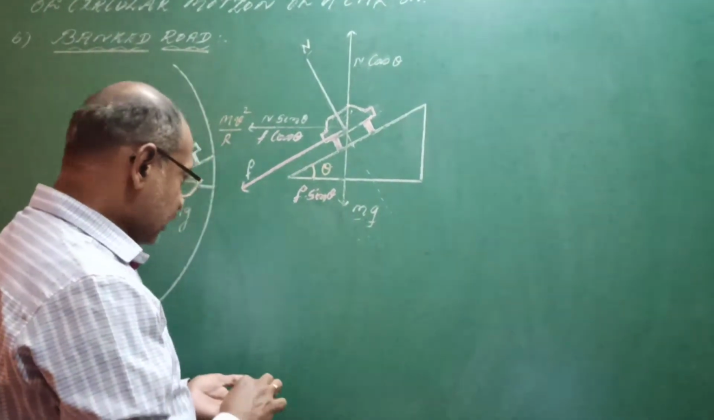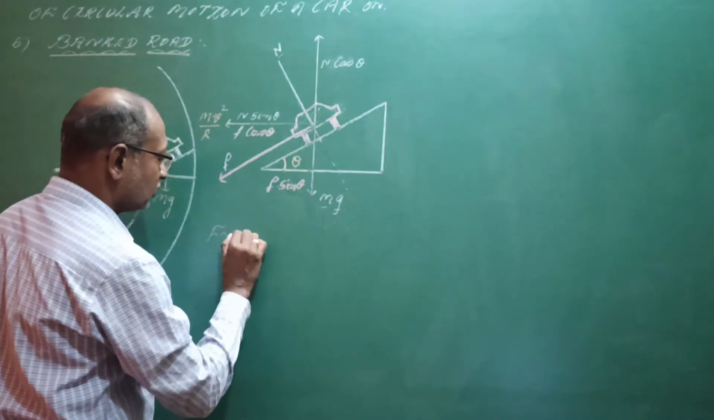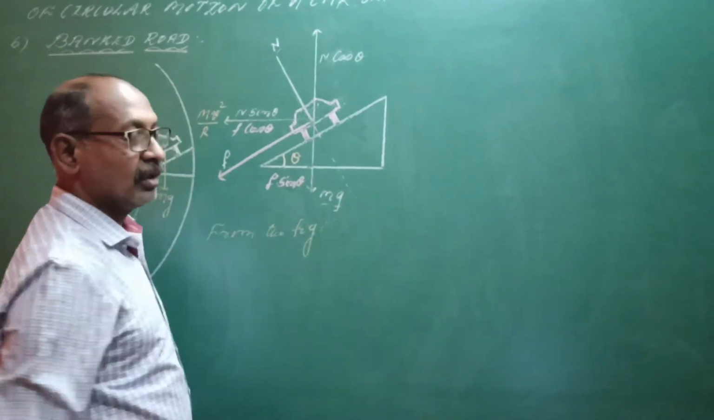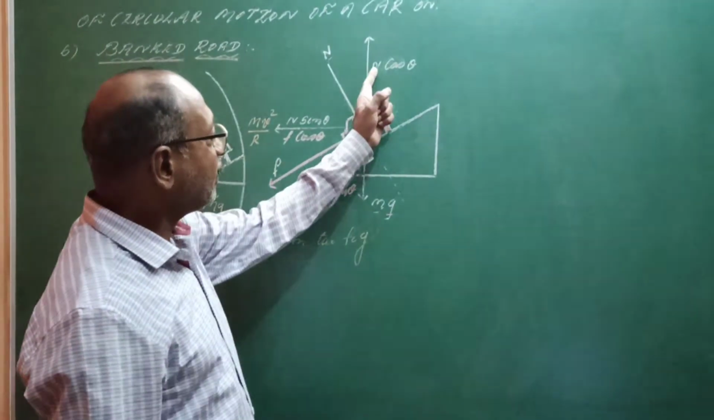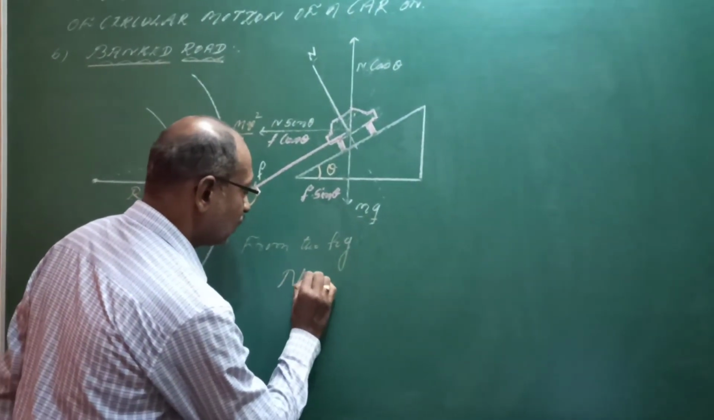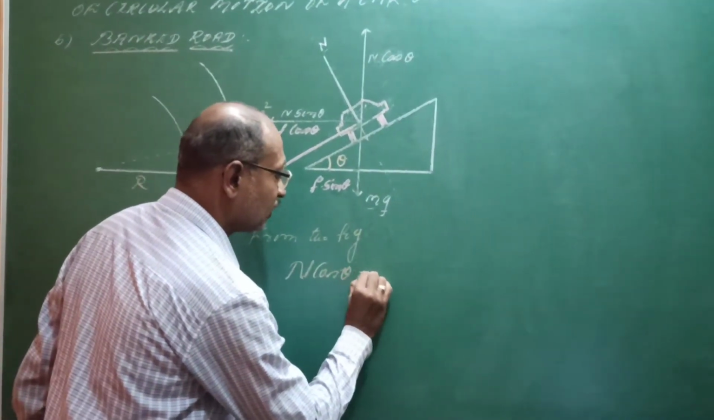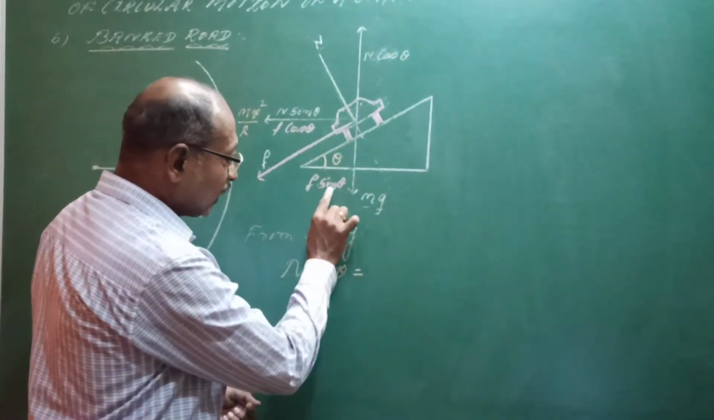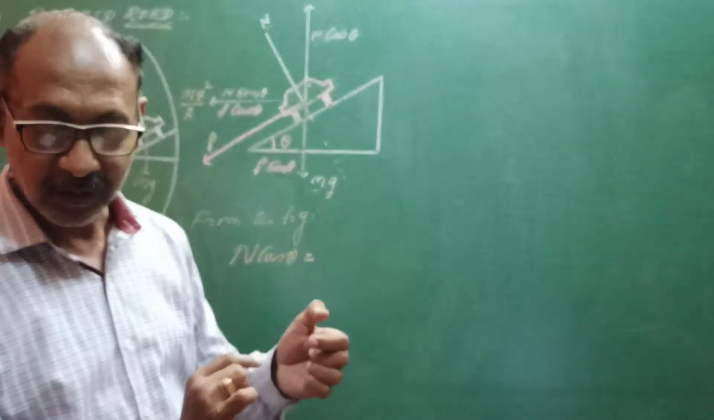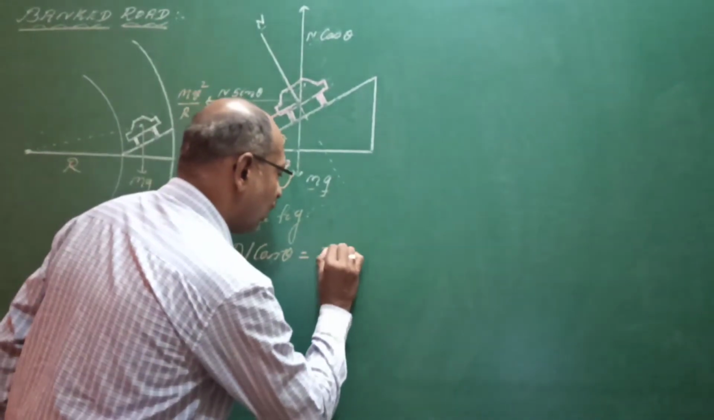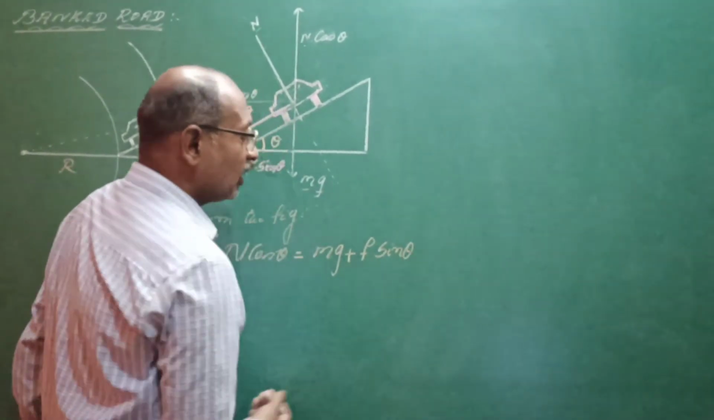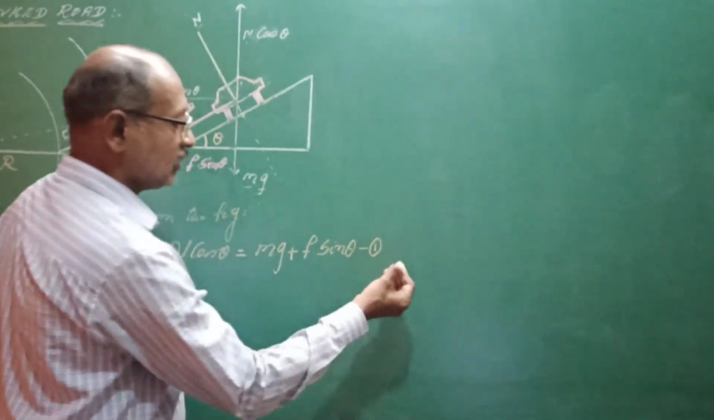So from the diagram, from the figure, we have N cos theta equal to F sin theta plus what is this? M into g. Therefore N cos theta equals mg plus F sin theta. Call this equation the first equation.